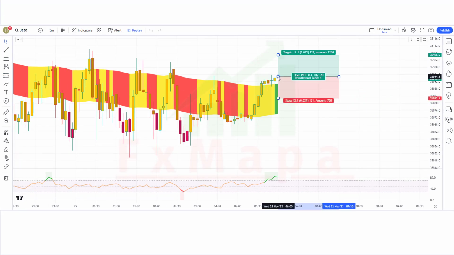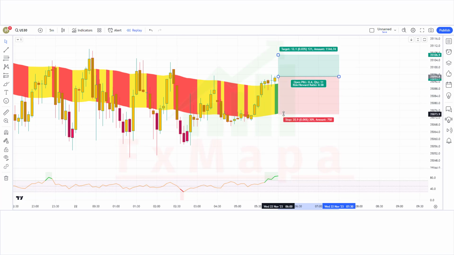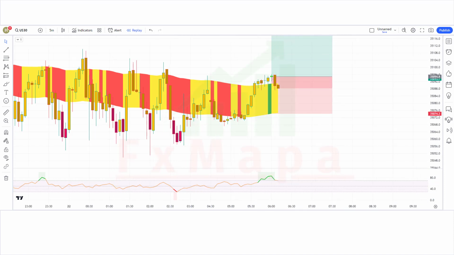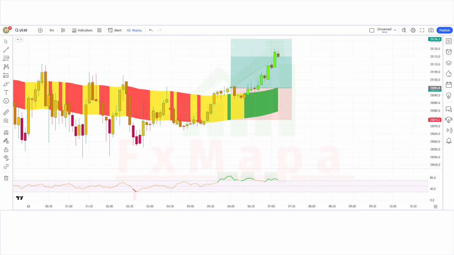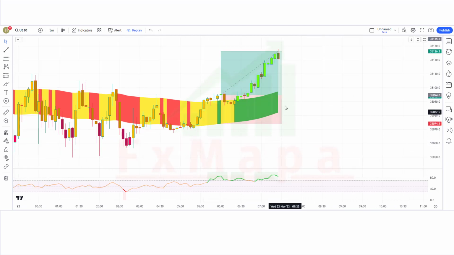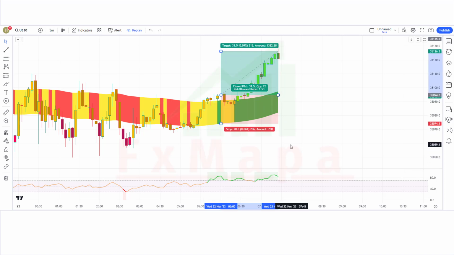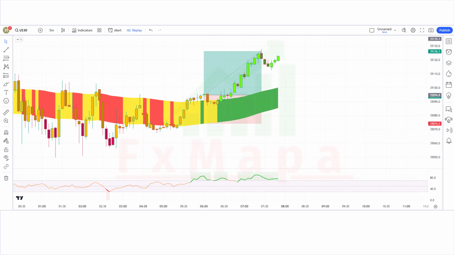Our stop loss will be placed at the Riva-Keltner indicator strips lower. And the risk to reward ratio will be 1:1.5. The market has completely hit the target. I hope you must have understood this trading strategy.